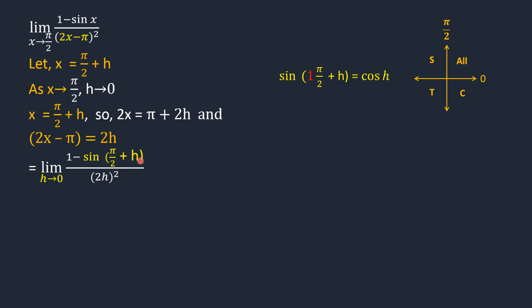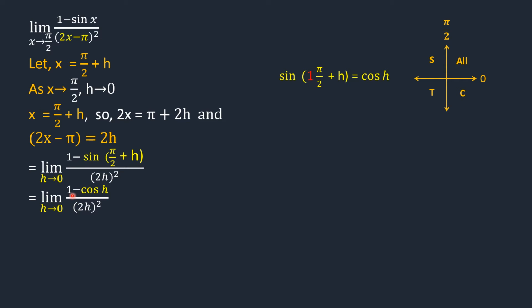For this, we will use a shortcut method. Here, the leading coefficient of pi by 2 is 1, which is an odd number. Therefore, this sign will change to cos h. Next, pi by 2 plus h is the angle which lies in the second quadrant. And in the second quadrant, this sign will be positive. Therefore, the positive sign will be introduced to cos h. Therefore, sin pi by 2 plus h will be cos h. We will make this change in the next step.